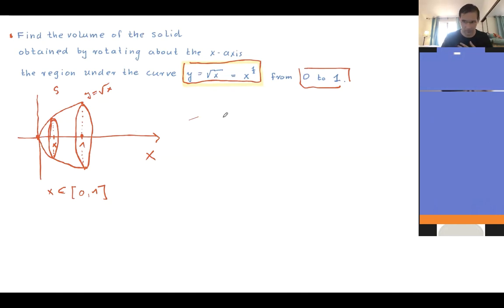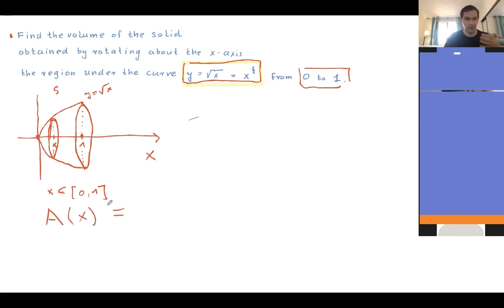Circle. Perfect. This is exactly right. This is a circle, so something very simple because we know how to compute the area of a circle. So now I want to compute the area, not the volume, but the area of this cross-section that corresponds to this given point x.